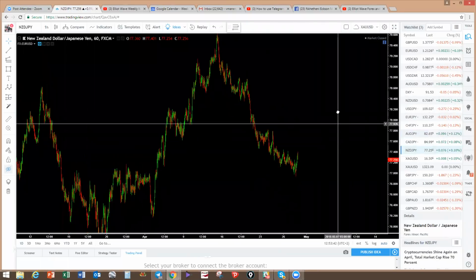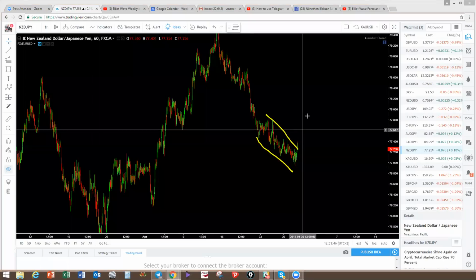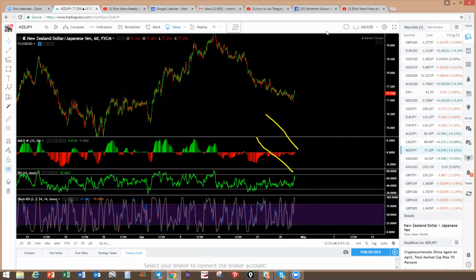New Zealand, similar. And New Zealand seems like it wants to get a move to the upside because you're getting that reaction and you're getting divergence as well.